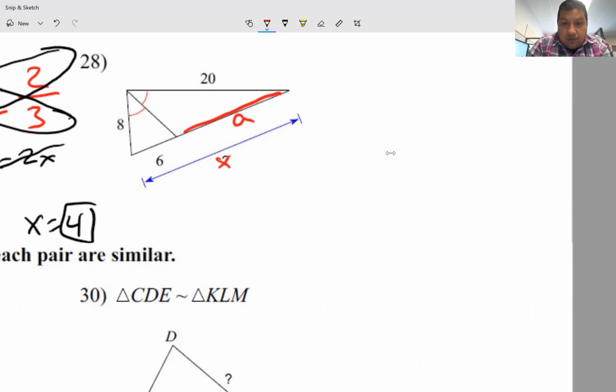Another way we could do this, like I said, X will be 6 plus A. Obviously, solve for A, find out the value of A first. I have on the chat here, somebody said, yeah, X equals 6 plus 8. Yes, but remember, you've got to find out the value of A first and then be able to solve for X.